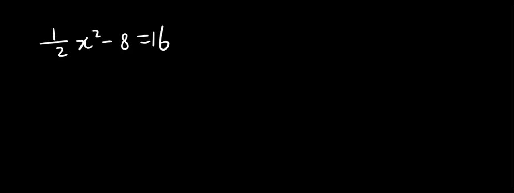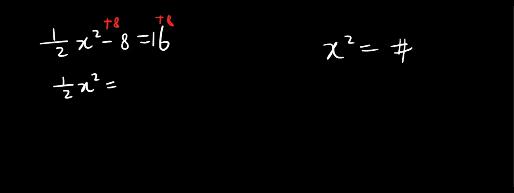Remember, our goal is that we want to eventually have x squared equals a number. So for this reason, we're going to add 8 each side first. Then we have 1/2 x squared. 16 plus 8 gives us 24. I want to get rid of 1/2 by times 2 each side.